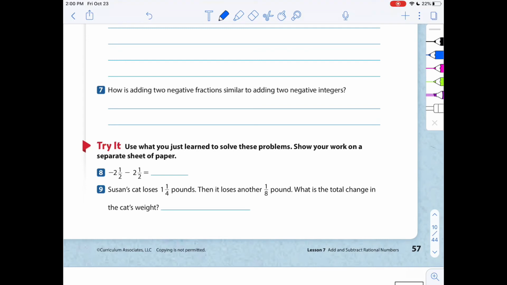So when you're adding two negative fractions and two negative integers, in both cases, you start on the negative side of your number line to the left of 0, and you continue to the left. So you get further into the left side of your number line. So you're getting further into your negative numbers, which would result in a negative answer.